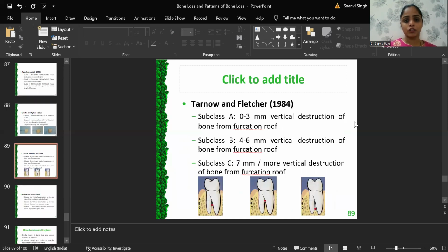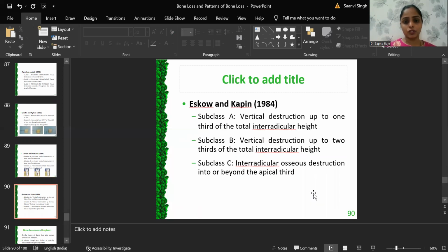Tanu and Fletcher classification. Subclass A, 0 to 3 millimeter vertical destruction of bone from the furcation. Subclass B, 4 to 6 millimeter vertical destruction of bone from the furcation root. Subclass C, 7 millimeter bone loss. Here you can see the 0 to 3 millimeter vertical destruction. Here you can see the 4 to 6 millimeter destruction. Here you can see the 7 millimeter destruction.